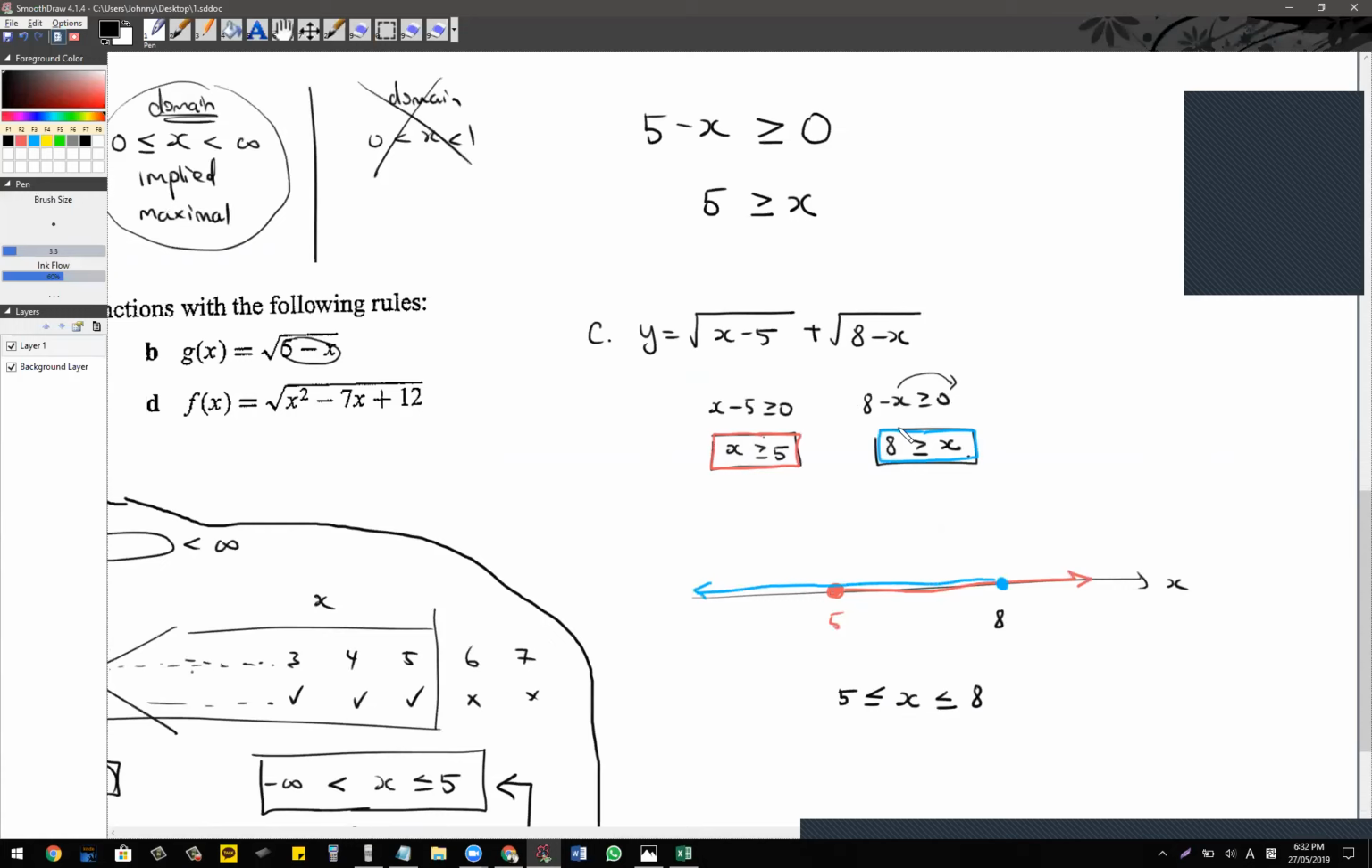I'll show you why. Let's say we plug in 9. Can we plug in 9 there? It works for this one: 9 minus 5 is fine. But 8 minus 9 is not okay. You get root of -1. Okay? So that's not fine. But if you plug in 4, that's not okay either. 4 minus 5 is negative. 8 minus 4 is fine. But if you plug in anything that is between 5 and 8, then it works for both of them. So you plug in maybe 6 there. 8 minus 6 is positive. 6 minus 5 is positive as well. So it's working for both of them, okay?